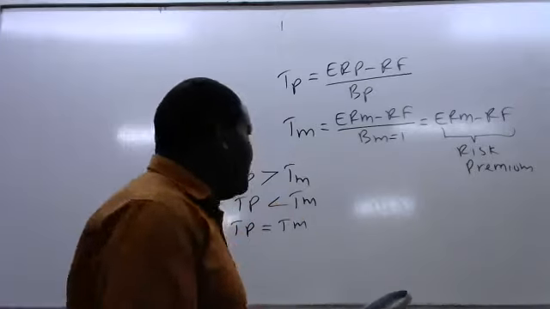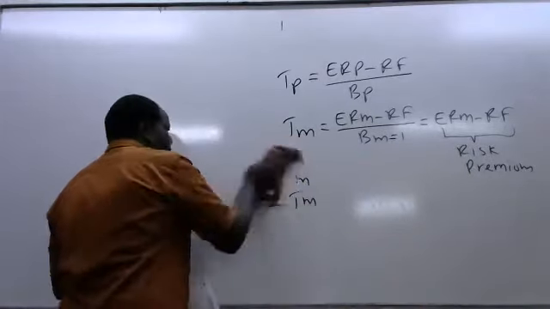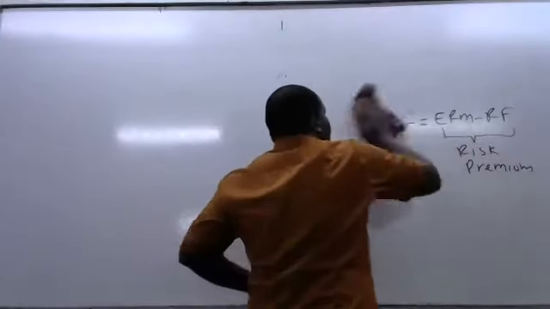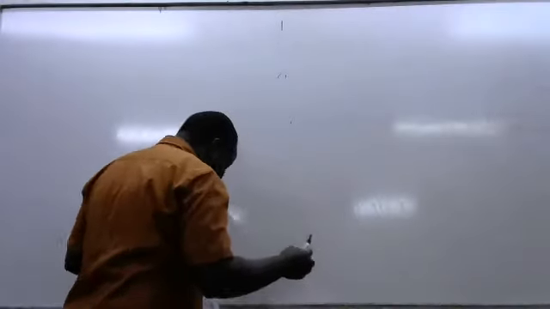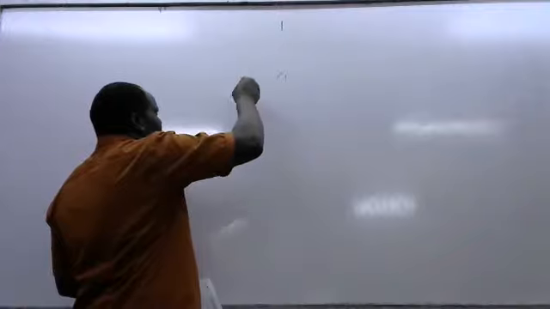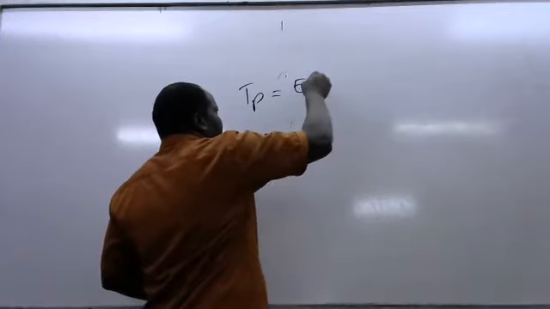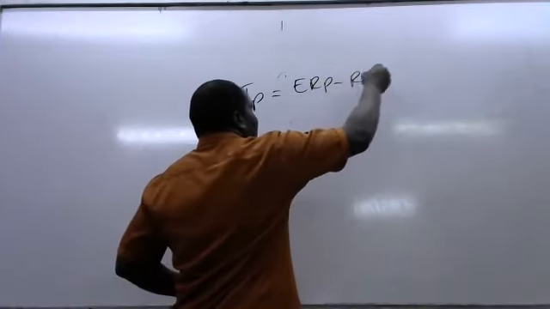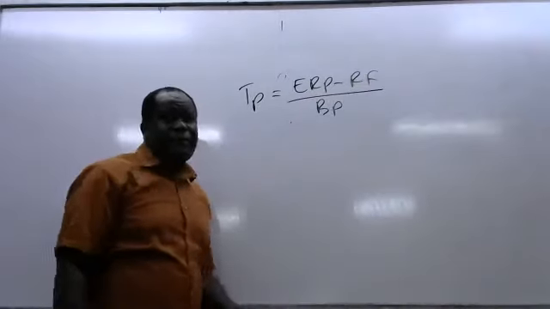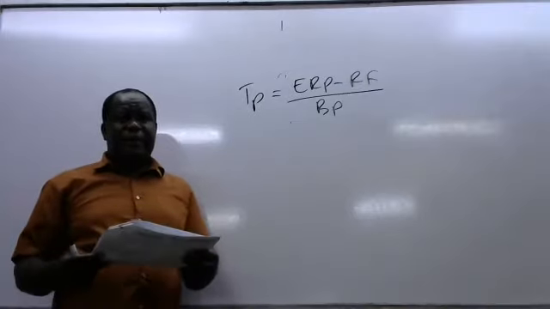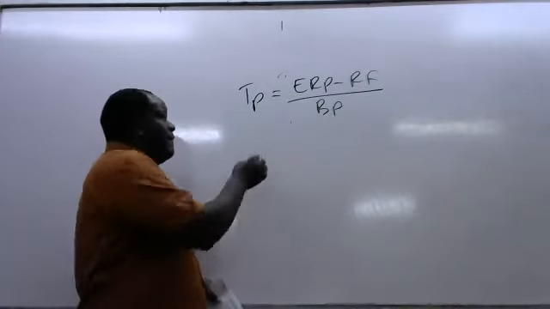So to get the Treynor of the portfolio, it is given by the expected return of the portfolio minus the risk-free rate, divided by the beta factor of the portfolio. So we compute for each fund. We start with the one for Omega.